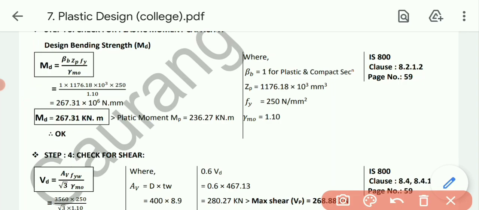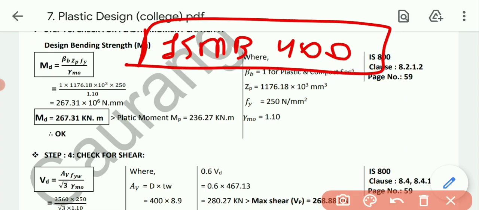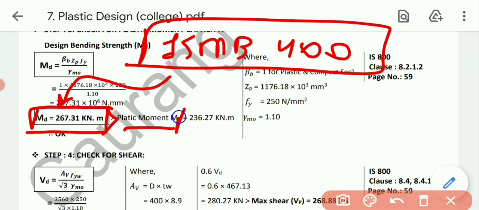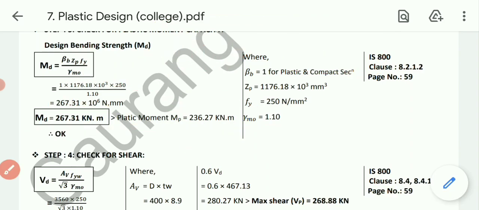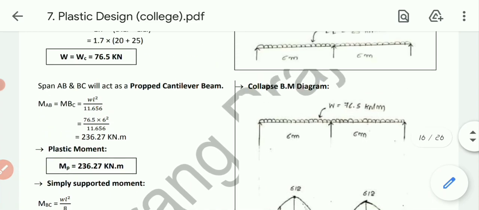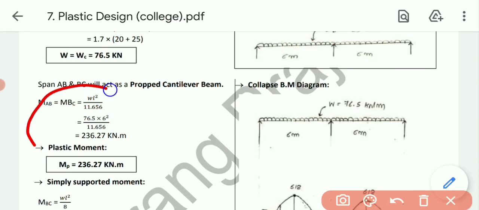Now what does it mean? We have selected the ISMB 400, right? So this selected ISMB 400 can sustain a maximum moment of 267.31 kilonewton meter, which is its moment capacity. Now we need to make sure that this is greater than the required plastic moment we got, that was 236.27, which is well below. Hence the section ISMB 400 which we have selected is capable of sustaining this moment of 236.27. Clear? This 236.27 moment came from over here, as you can see, the plastic moment.